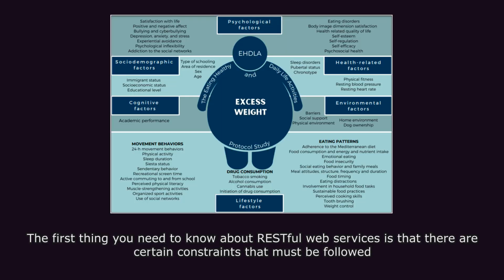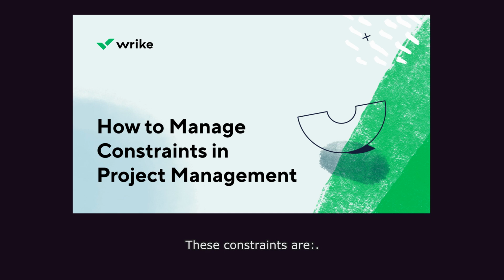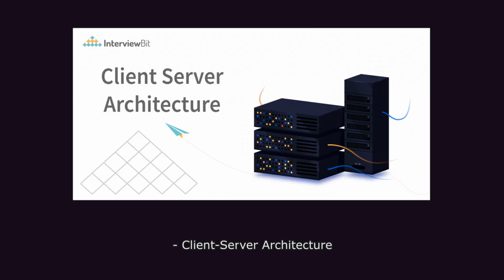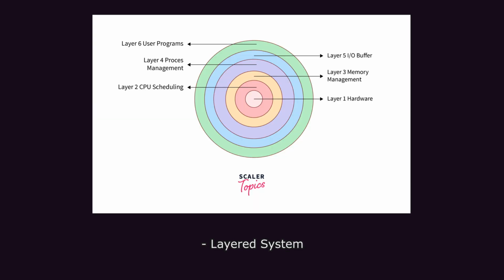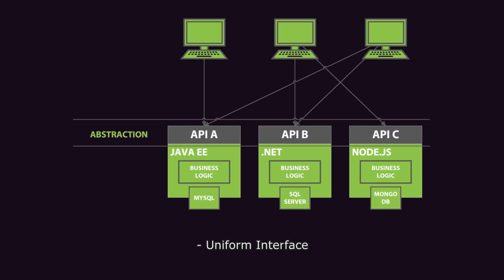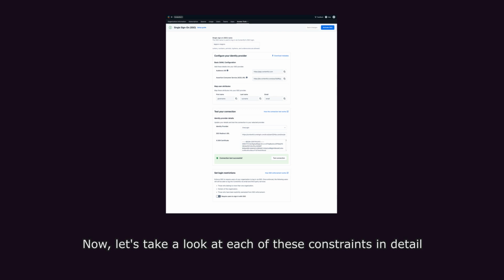The first thing you need to know about RESTful web services is that there are certain constraints that must be followed. These constraints are client-server architecture, statelessness, cacheability, layered system, uniform interface. Now let's take a look at each of these constraints in detail.